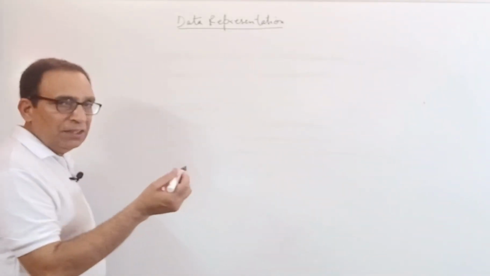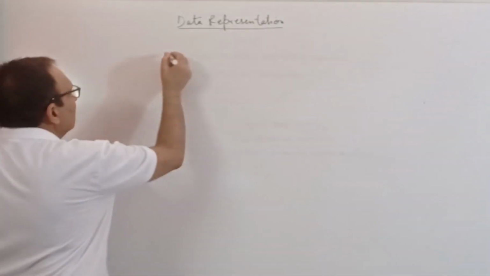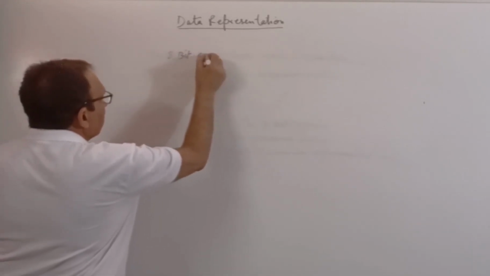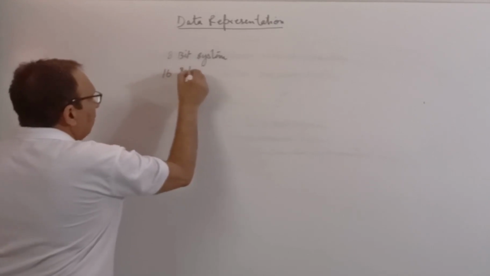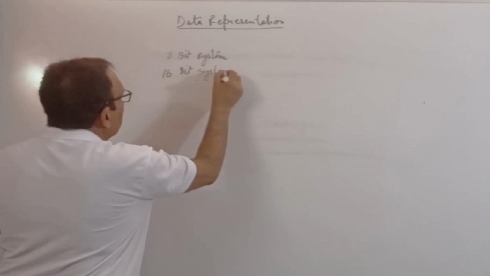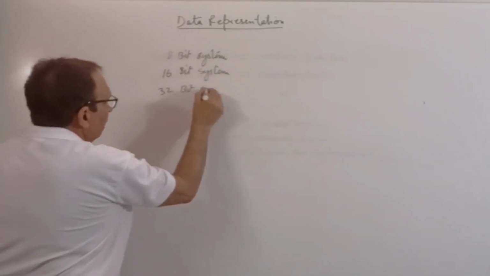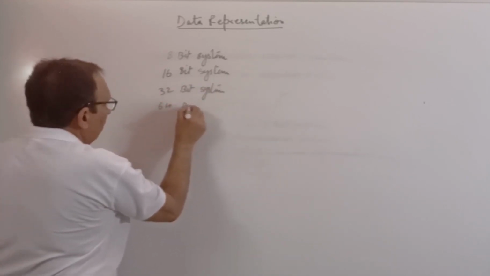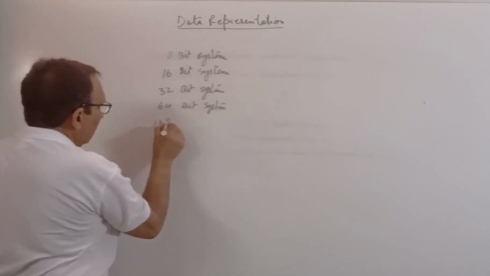Now, the number systems we have in terms of bits: 8-bit system, 16-bit system, 32-bit system, 64-bit system, 128-bit system.